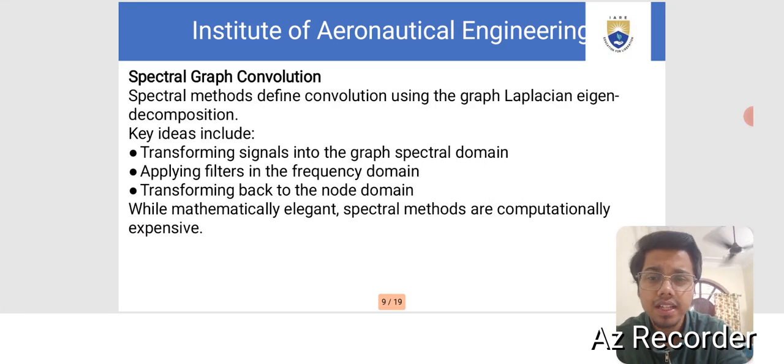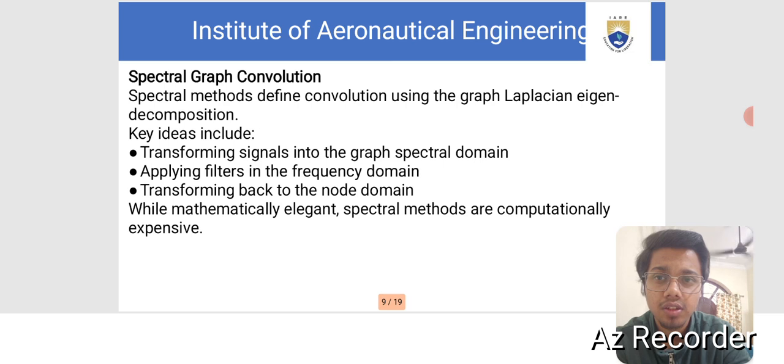Spectral graph convolution. Spectral methods define convolution using the graph Laplacian eigen decomposition. Key ideas include transforming signals into the graph spectral domain, applying filters in the frequency domain, and transforming back to the node domain. While mathematically elegant, spectral methods are computationally expensive.